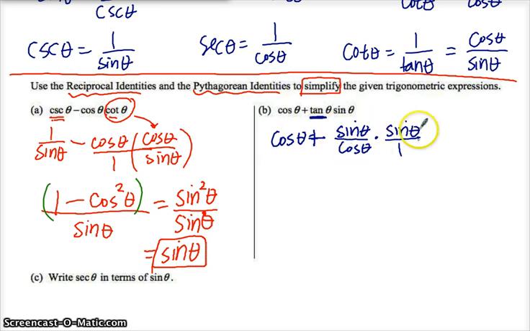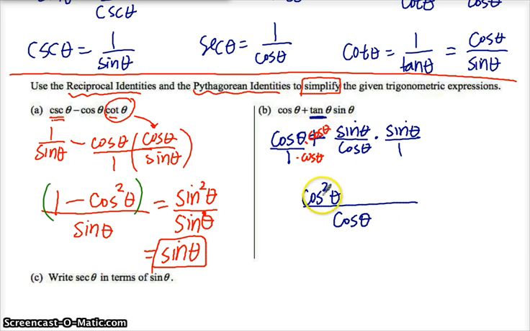Well, this is a fraction that has a denominator of cosine. This is not a fraction, which means it has a denominator of 1. Whenever you have something in fraction form, you have to get a common denominator. So my common denominator is going to be cosine theta. This first fraction is missing that common denominator, so I have to multiply the numerator and denominator by cosine theta, which then changes this to cosine squared theta. Cosine times cosine is cosine squared theta. I have a common denominator of cosine.